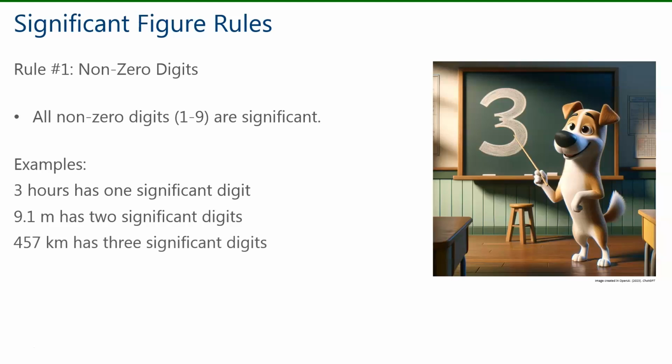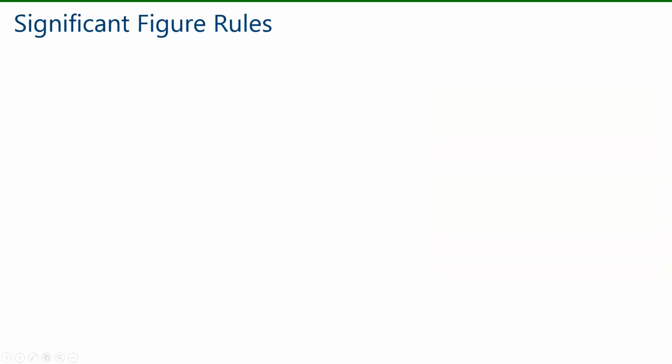457 kilometers has three significant digits. The 4, the 5, and the 7 are all significant digits because they're not zero. 12.67 centimeters has four significant digits. The 1, 2, 6, and 7 are all significant digits because they're not zero.